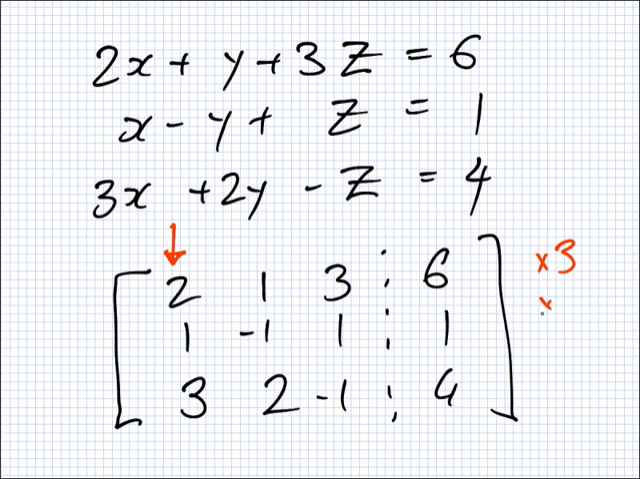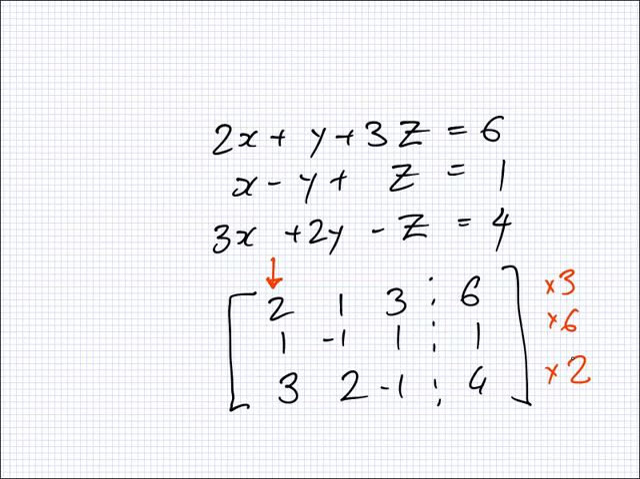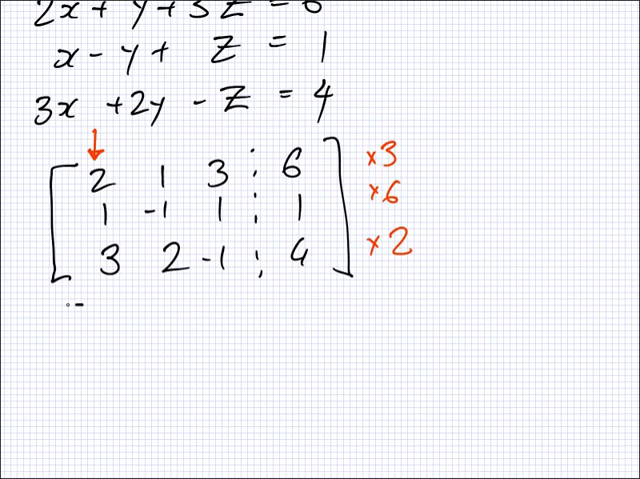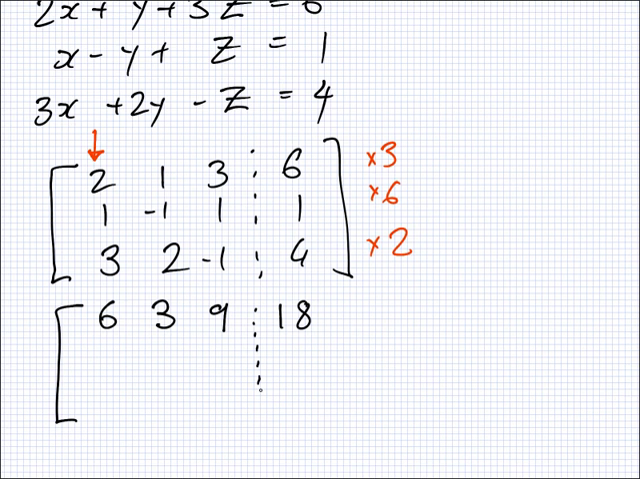Yeah. 3, 6, 2. Okay? 6, 3, 9, 18, yes? 6, minus 6, 6, 6. 6, 4, minus 2, 8. Okay? Now, let's think about which, is everyone okay with that? Yeah? Let's think about which rows to combine.